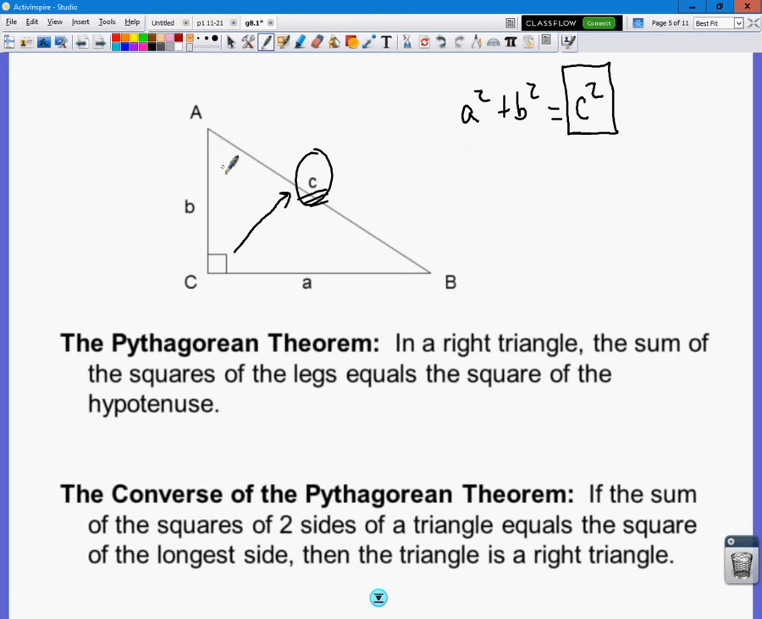The Pythagorean theorem says if this is a right triangle, this formula is true. The converse says if this is true, then it will be a right triangle. So, not anything that's new here. You've seen it before. The part that's different is we're not going to put our answers in decimal form. We're going to simplify the radical.